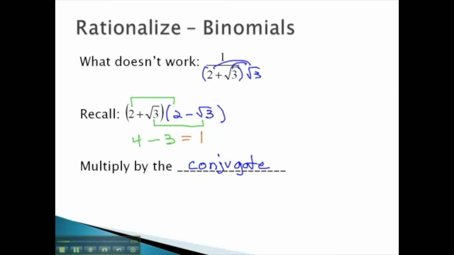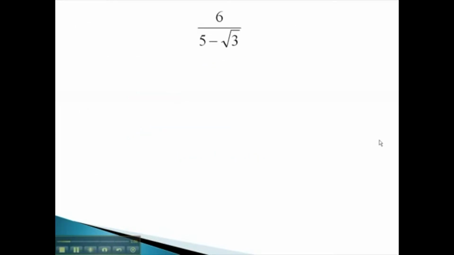Let's take a look at some examples where we multiply by the conjugate in order to clear the radical in the binomial denominator. Here again, we've got a binomial 5 minus the square root of 3, and so we will multiply by the conjugate, which is 5 plus the square root of 3, on the numerator and the denominator. In the numerator, we simply have to distribute. 6 times 5 is 30, plus 6 root 3.